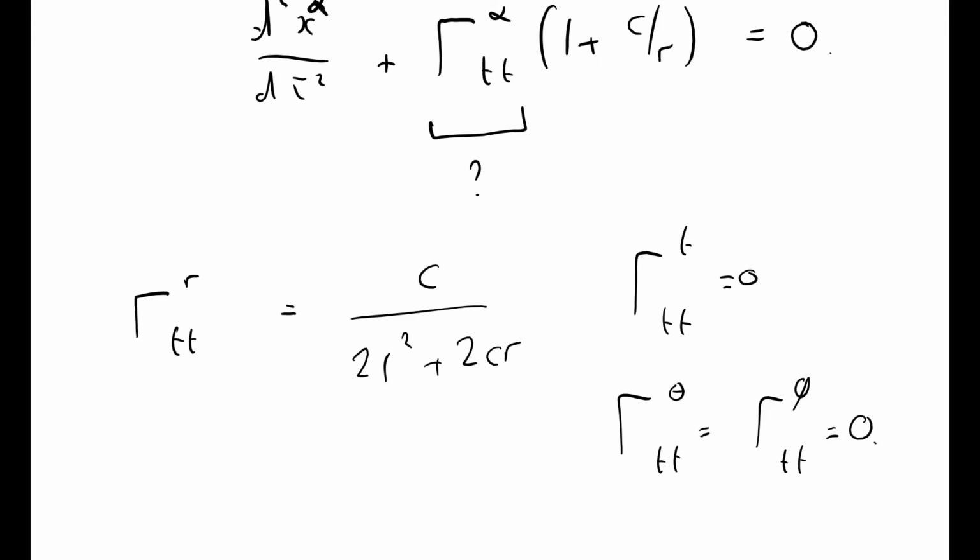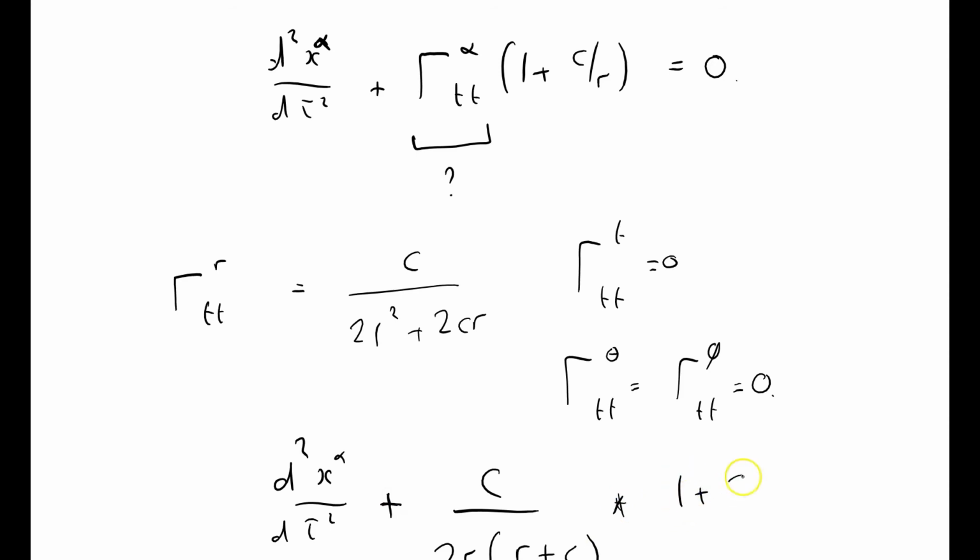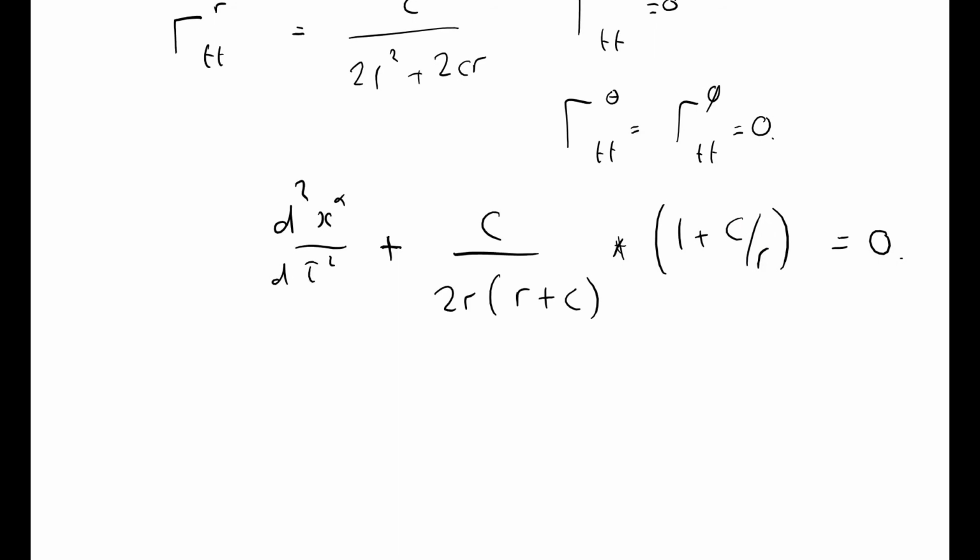So what we know now is, we can just substitute it in. We've got d2x alpha by d tau squared plus c over r, well, take a factor of 2r, 1 plus, no, that's an r, isn't it? Can't factorise, just give me a minute. We're going to take a factor of 2r out, and we've got r plus c there, times 1 plus c over r equals 0. So lots of things are going to cancel out here.